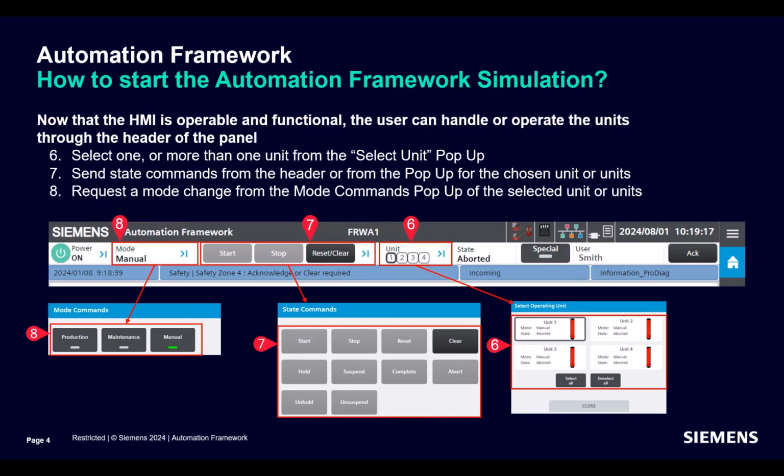Now that the HMI is operable and functional, the user can handle or operate the units through the header of the panel. To do this, select one or more than one unit from the Select Unit pop-up. Once the units are selected, send state commands from the header or from the pop-up for the chosen unit or units. Additionally, you can request a mode change from the Mode Commands pop-up for the selected unit or units.